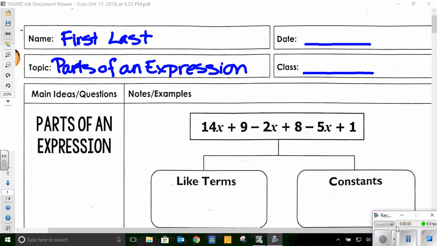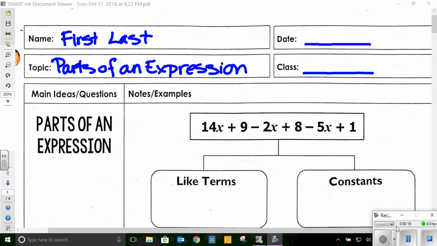This video is on parts of an expression. Please make sure you fill in the top with the appropriate information, your first name, last name. The topic is parts of an expression. Make sure you have today's date. Make sure you have also today's or whatever bell that you are in.